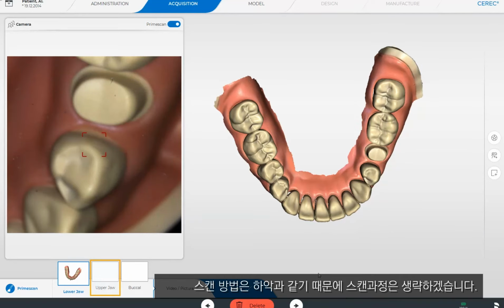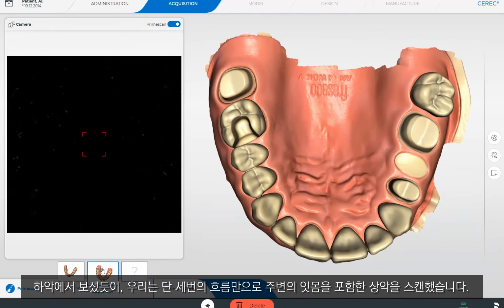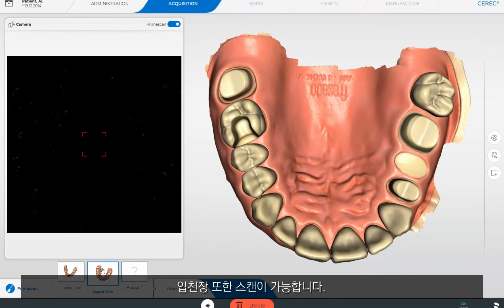Since the scan strategy is the same as with the lower jaw, we skip the scan procedure here, and next you see the already scanned upper jaw image catalog. As demonstrated with the lower jaw, we have scanned the upper jaw, including the surrounding gingiva, with just 3 sweeps. Additionally, it is also possible to scan the palate.